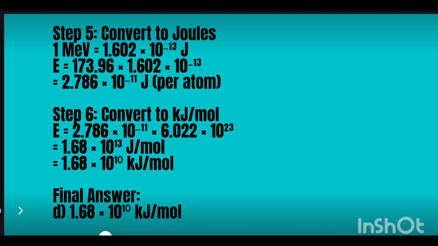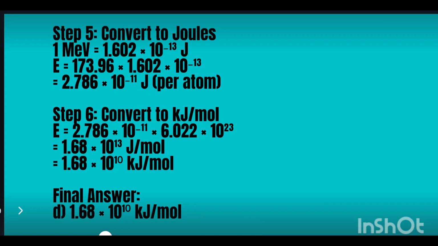Now, in step 5, convert to joules. In the question, they have asked in kilojoule per mole. So you have to convert to joules first. 1 mega electron volt is equal to 1.602 into 10 to the power minus 13 joule. So E is equal to 173.96 into 1.602 into 10 to the power minus 13. That will be equal to 2.786 into 10 to the power minus 11 joule per atom.